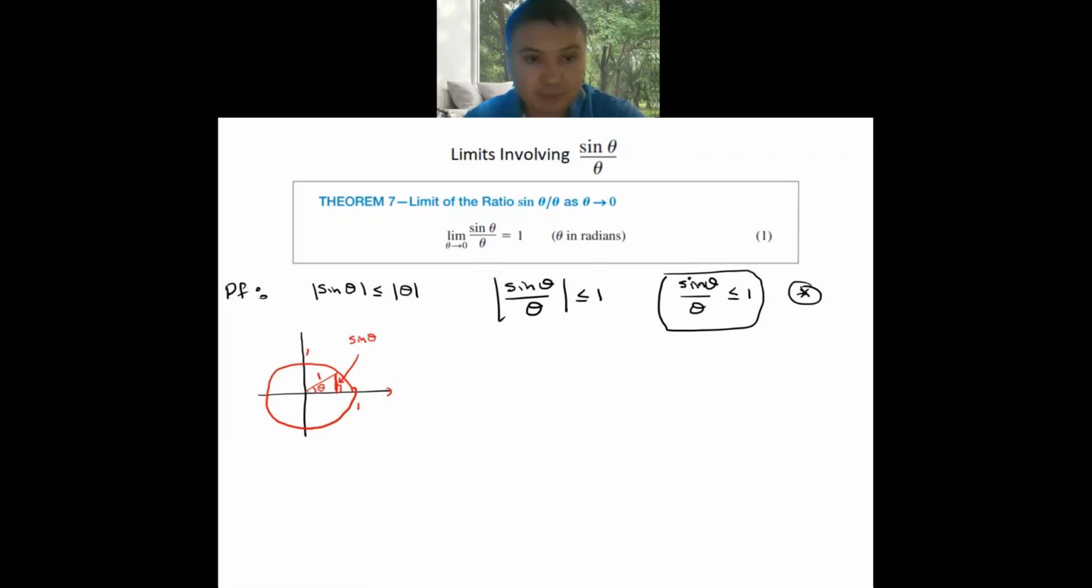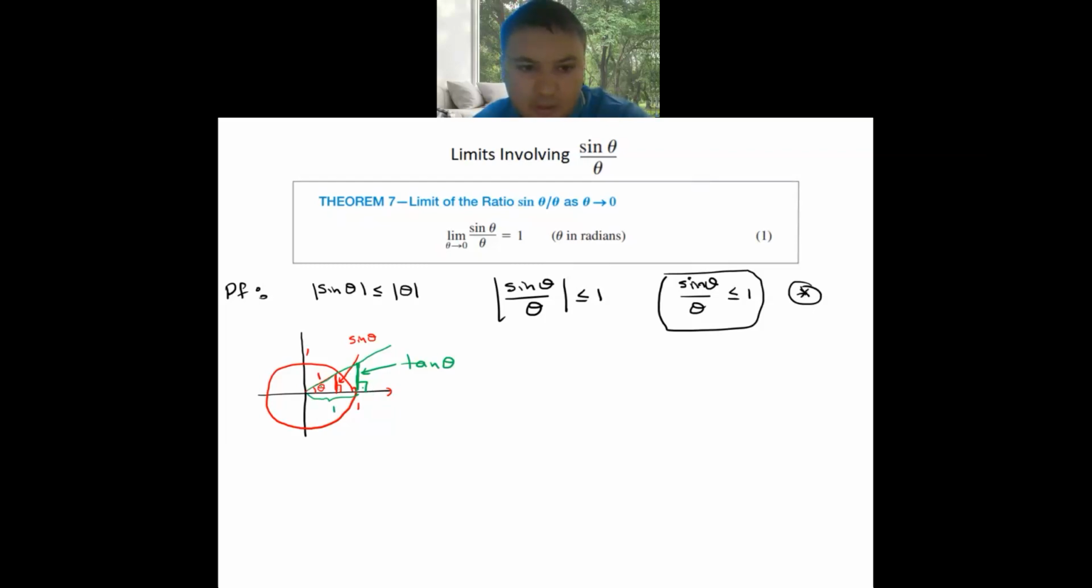Now let me continue with this line and look at this perpendicular, the green one. So again, this length over here is 1. So this side divided by this side is equal to tangent. But since this is 1, it means this part is equal to tangent theta, right? Tangent theta. So the idea is to compare the areas.